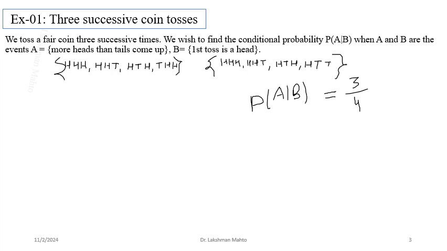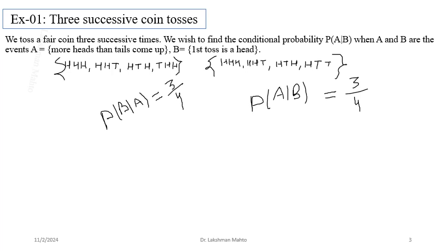You don't have to go up to the sample space. In conditioning, avoid the sample space as much as possible. Just solve the problem from the event perspective. Now if someone is willing to compute the probability of B given A, out of 4 outcomes of A, how many are happening in B? 3. So this would also be 3/4. That means you have to see A and B only. You don't have to bother about the complete sample space. That is the way to compute conditional probability.